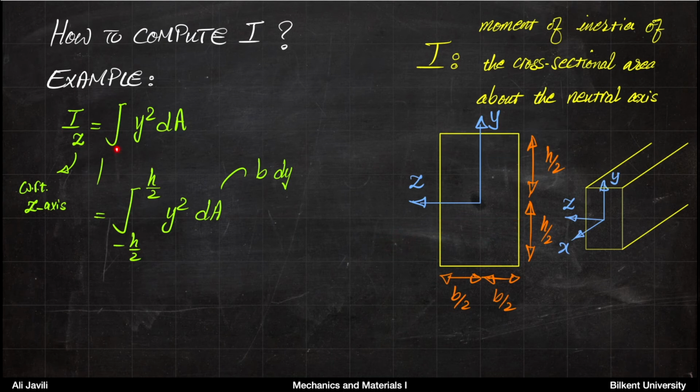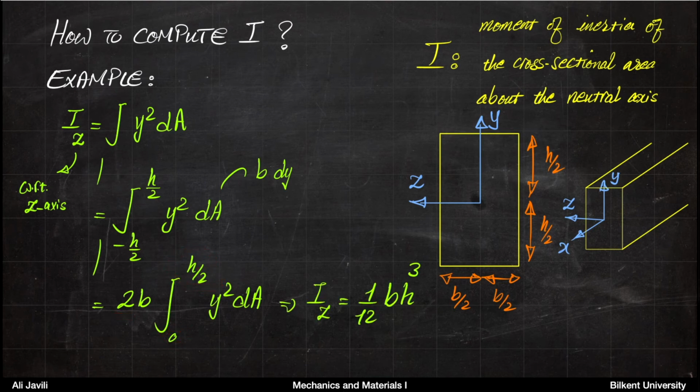And instead of the integral over A, now, because you have dy here, you would integrate from minus h over 2 up to h over 2, which is equal to 2 times the integral from 0 to h over 2. If you do that, the moment of inertia with respect to the z-axis for a rectangular cross-section reads 1 over 12 b h cubed. Okay, so this is the second example.